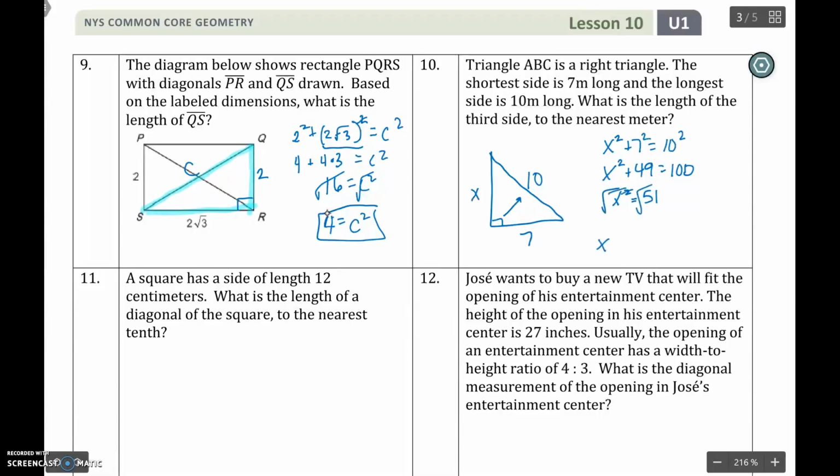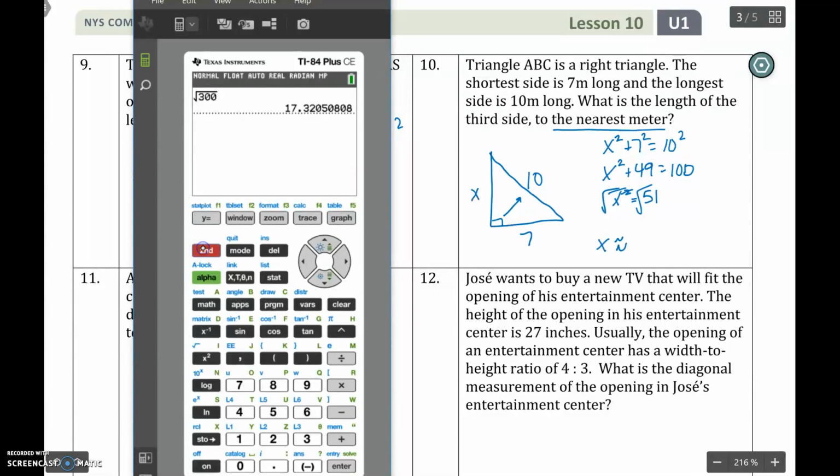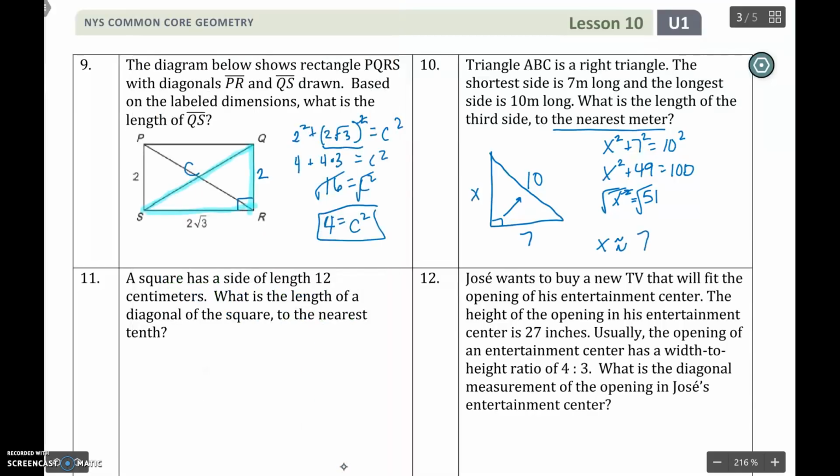And this one says nearest meter. So again, we're rounding. We're going to get an approximate value. So you're going to do the square root of 51. And you are going to get 7.1414. So to the nearest meter, that would be just 7 meters.